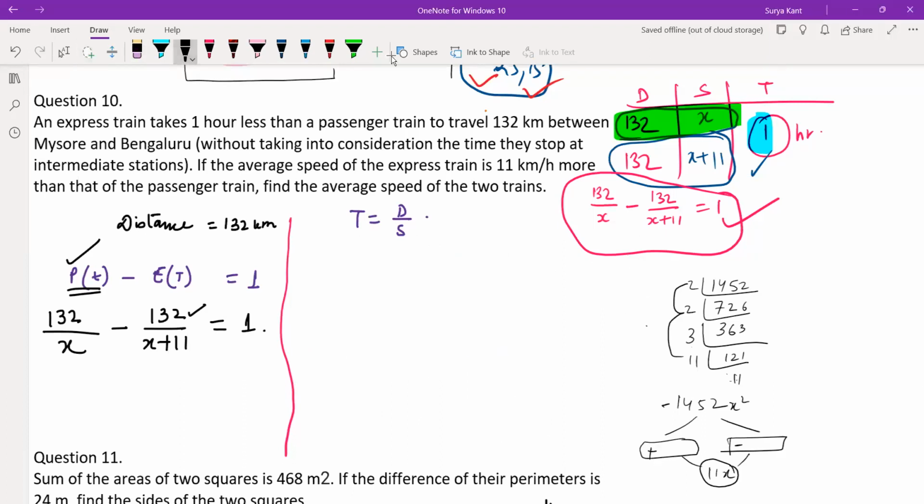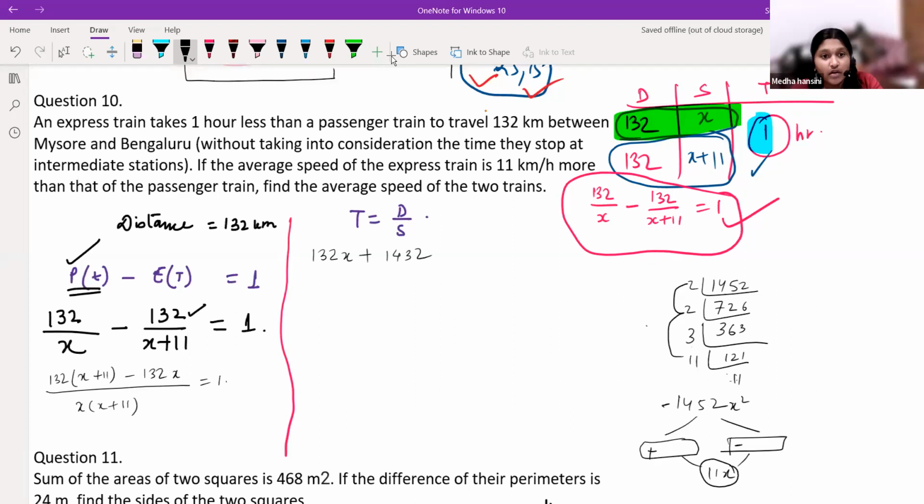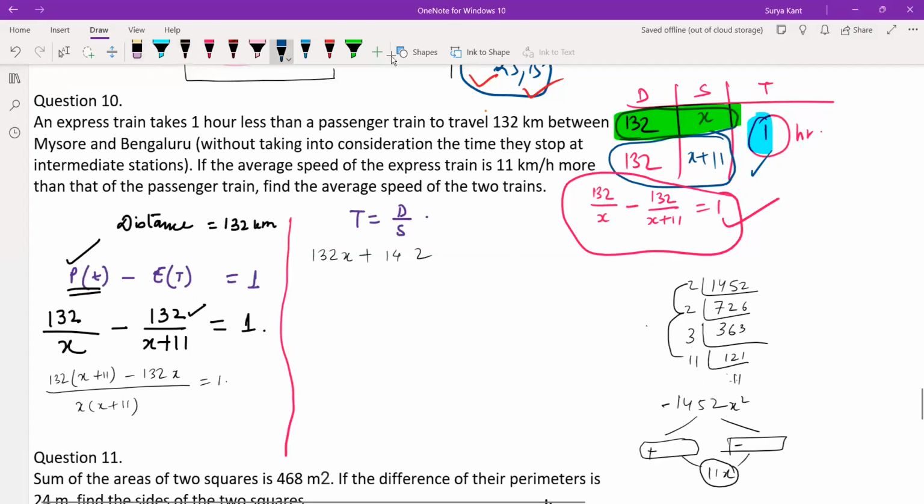So now what we should do, take the LCM here, x and x plus 11. So 132, use butterfly rule, x plus 11 minus 132x is equal to 1. Now do multiplication over here. What do you get? 132x plus, if you multiply, 1452. Okay. So 1452 minus 132x divided by x square plus 11x is equal to 1. So this part got cancelled. You can write here now x square plus 11x minus 1452 is equal to 0.